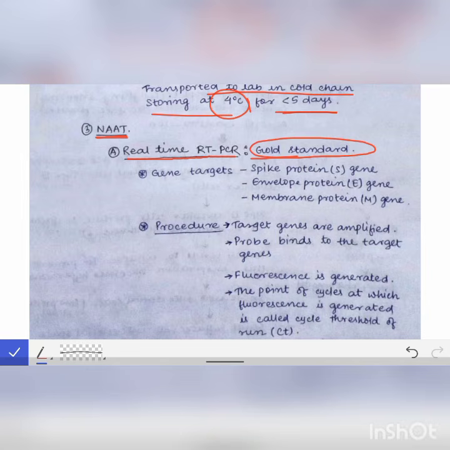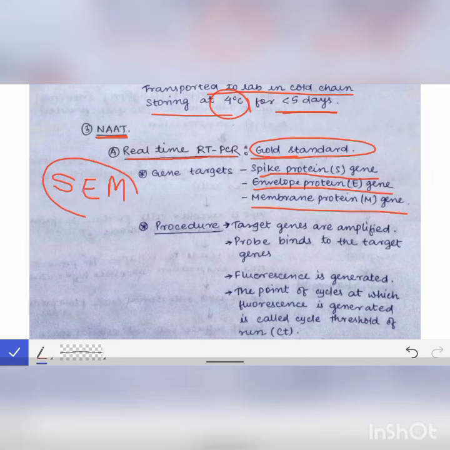As we have read in biochemistry, in RT-PCR we have to amplify the target genes and then detect those target genes. Here also we have certain target genes in the SARS-CoV-2, which we detect via this RT-PCR. Those target genes are the spike protein S gene, the envelope protein E gene, and the membrane protein M gene. How do we remember these gene targets? We can remember it by SEM. Okay, so SEM genes are the target genes for the diagnosis of COVID-19 by the real-time RT-PCR.